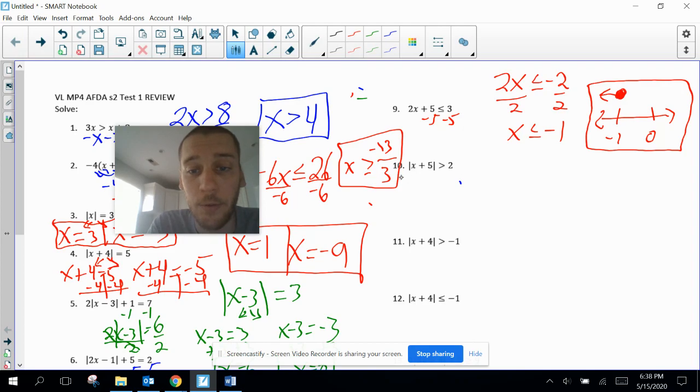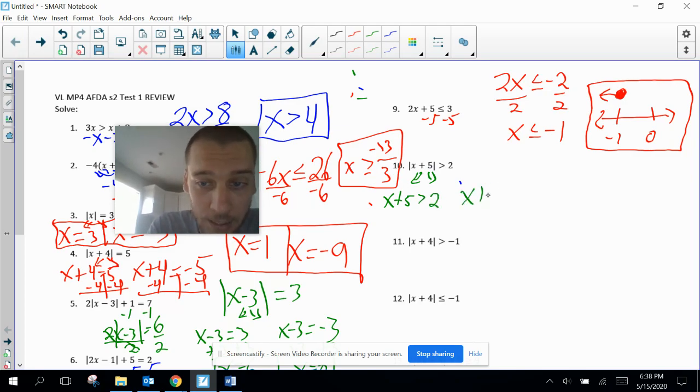We're kind of combining two things. On number 10, we're doing the absolute value and we're doing the inequality, and we're going to graph it. So it's by itself, so I can split it up. One way is x plus 5 is greater than 2. And here's the other big change. It's still x plus 5, but now two things happen.